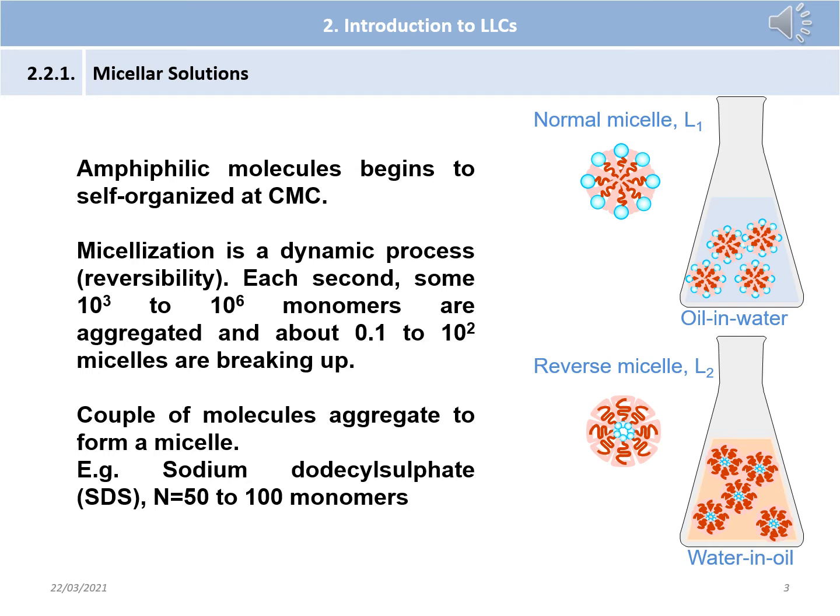A typical micelle in water forms an aggregate with the hydrophilic head regions in contact with surrounding water solvent, sequestering the hydrophobic tail regions in the micelle center as shown on the slide. This is what we call normal micelle or oil-in-water micelle. The symbol is L1. If the solvent is a nonpolar solvent such as paraffin oil, the hydrophobic tail will be pointing out to the paraffin oil. This is the reverse micelle or water-in-oil micelle and the symbol is L2. Micellization is a dynamic process. Reversibility. Each second, aggregation number, such as 10 cubed to 10 to the power of 6 monomers are aggregated and about 0.1 to 10 squared micelles are breaking up.